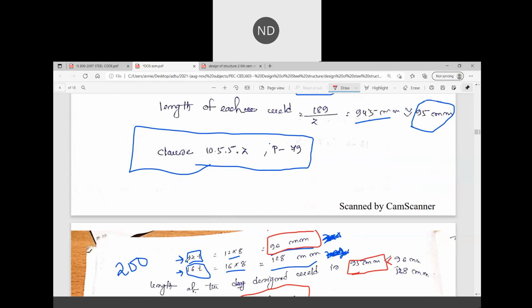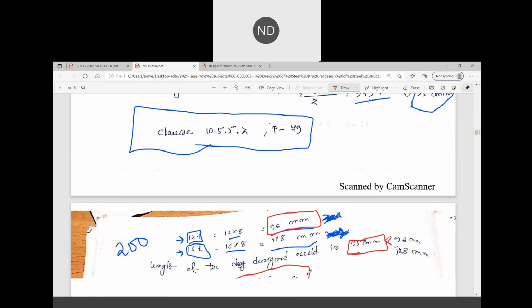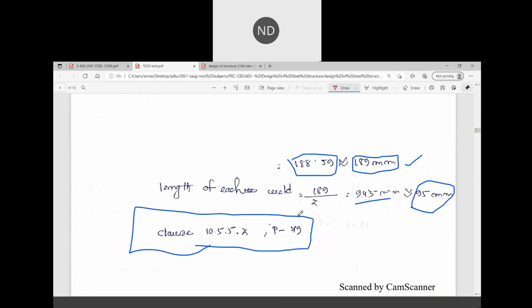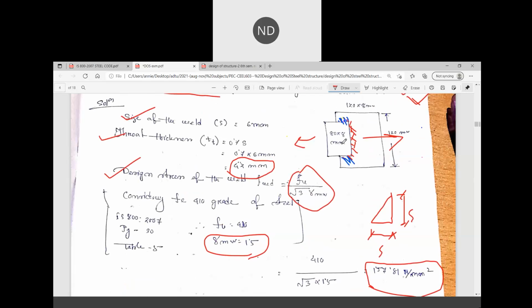Okay, so that should not be the lesser. The length of each fillet weld, at the top and at the bottom, should not be less than this one, any one of the lesser of these two. So it is less. Sorry, it is less. It should not be greater. So it is less. Therefore, our design is safe. We don't need to provide this one.